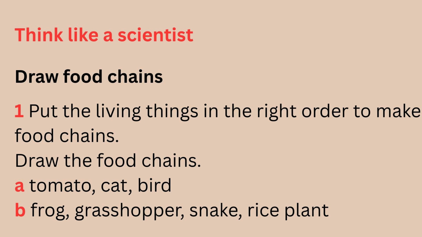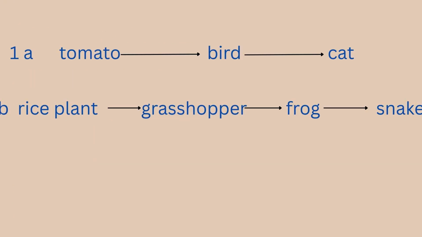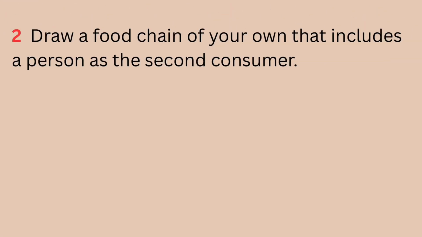Question B. Frog, grasshopper, snake, rice plant. So who will be the producer? Rice plant. So let's start with the rice plant. Who will eat the rice plant? Grasshopper. Who will eat the grasshopper? Frog. Who will eat the frog? Snake.